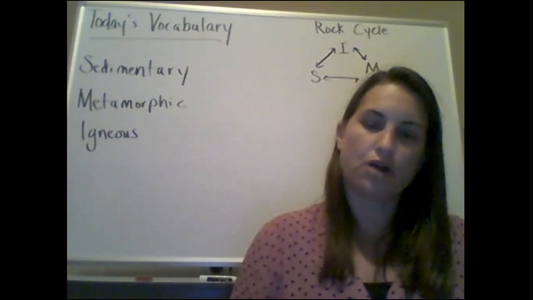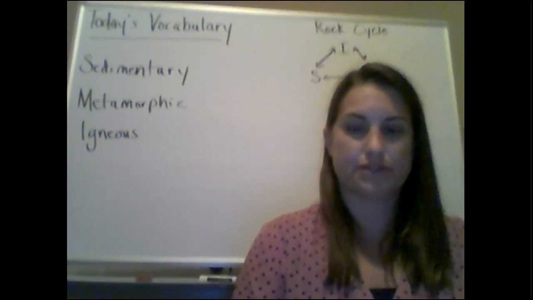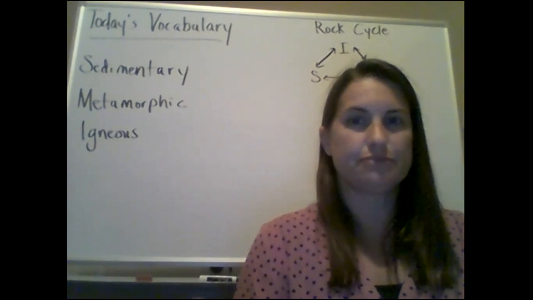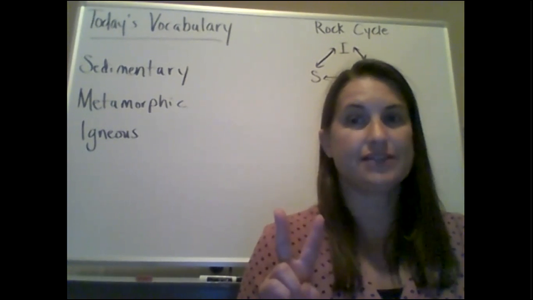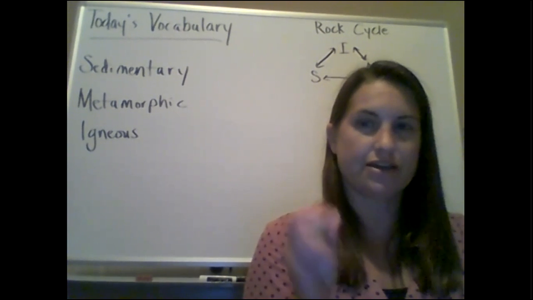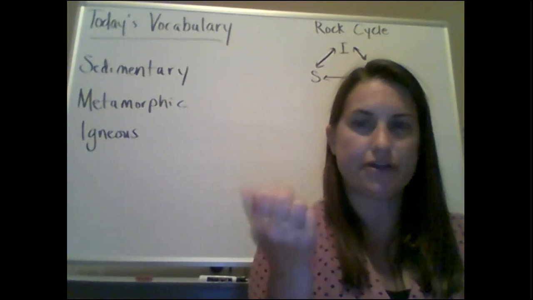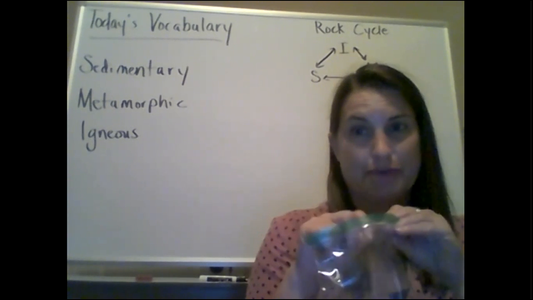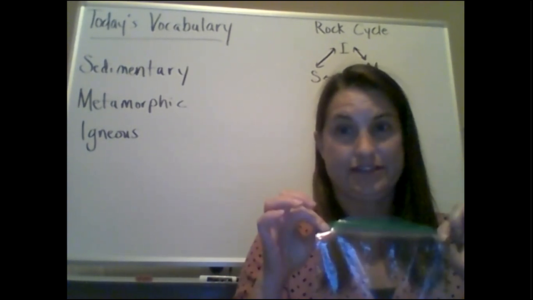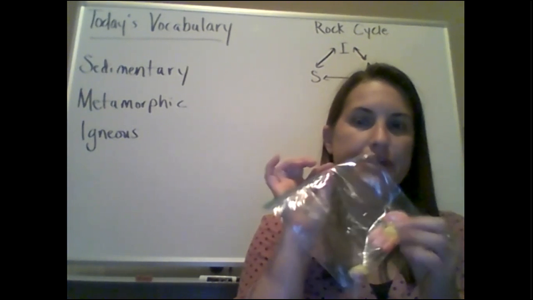So metamorphic rock starts as one type of rock, but it's going to change into another rock. And the only way it changes is two things. It has to have heat and pressure. So we're going to take our little bitty sedimentary rock and put it in a plastic bag, because otherwise it will make our hands sticky. So we're going to put it in a bag.